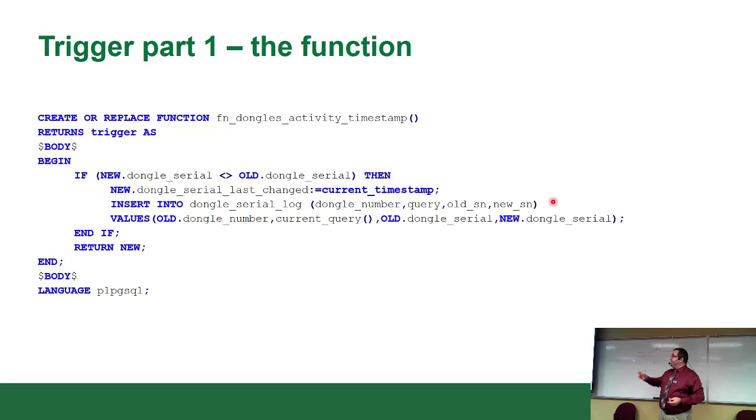And as you can see right here, I got the $body$. Remember earlier I said you could go $anything$, as long as you got the two $ signs. That's what this is. This just shows you that you can do whatever you want with it. There's a begin, because I'm not using any variables in this. If new dongle serial is not equal to the old dongle serial, the serial number on the dongle has changed.